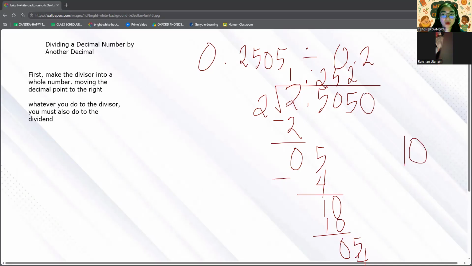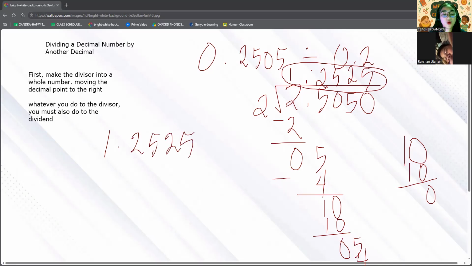So this is 0. So it's 10. So 10 divided by 2 is 5. Then 5 times 2 is 10, and then 0. So we don't have anything to divide because we don't have any remainder. So what is our final answer for 0.2505 divided by 0.2? The quotient is 1.2525.